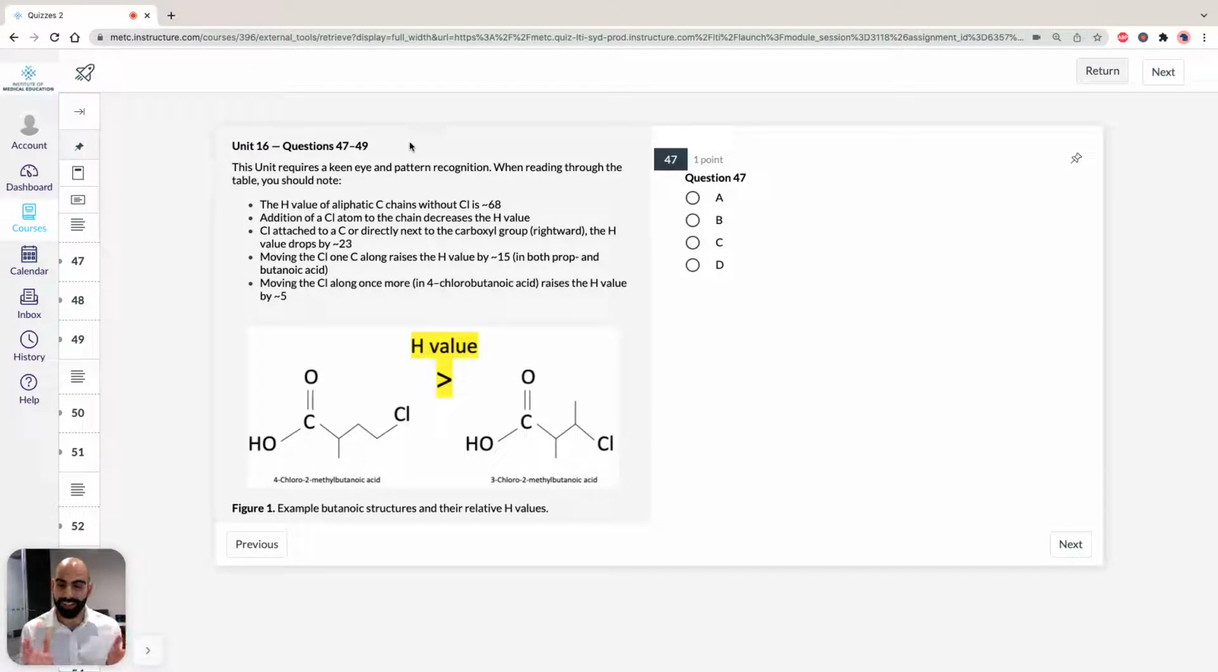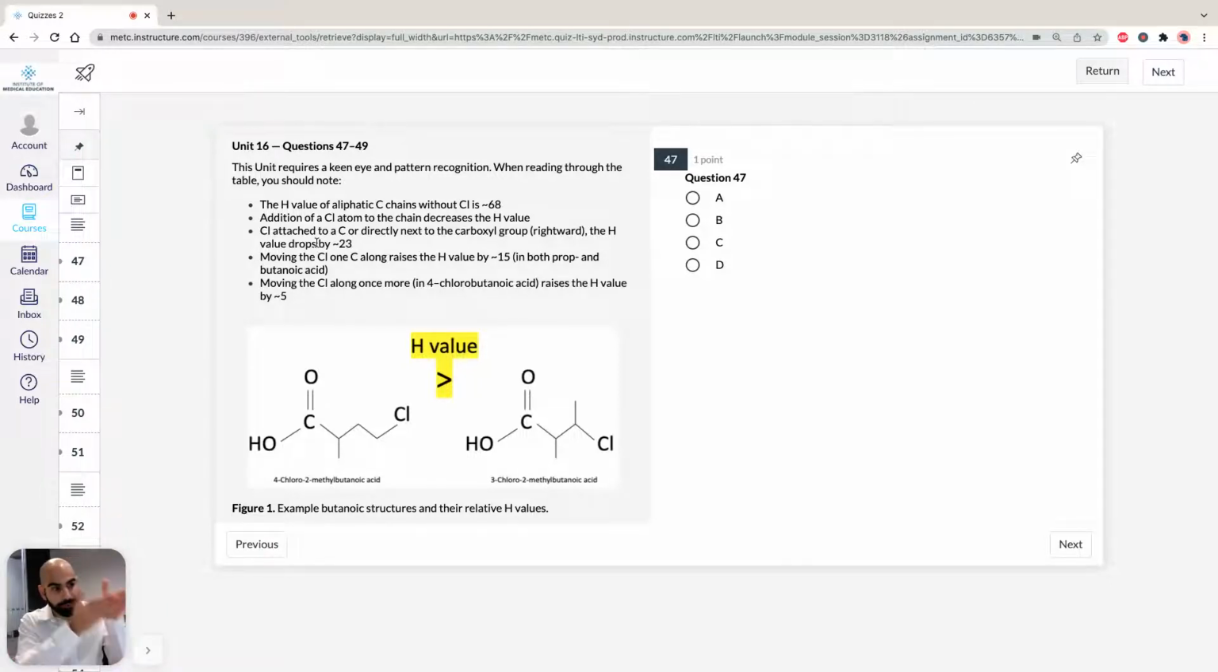But remember, the table shows us that the chlorine atom can be in different positions in the chain. What we see is that when the chlorine atom is attached to the carbon directly next to the carboxylic acid group, which is to the right if you look at the R groups, the H value drops by about 23. You can see that in chloroethanoic acid, 2-chloropropanoic acid, and 2-chlorobutanoic acid. Same idea. The closer you are to the carboxylic acid, the more it drops, by 23.